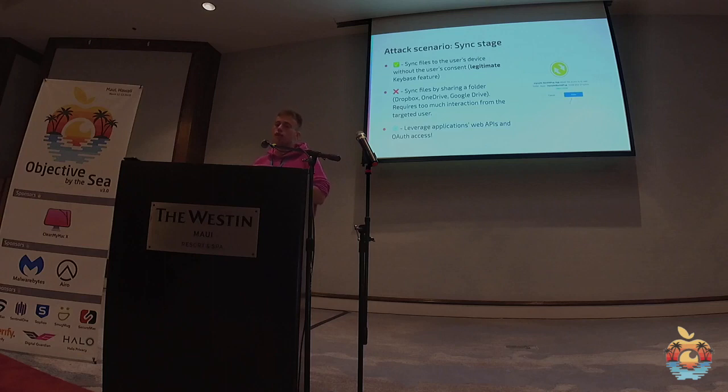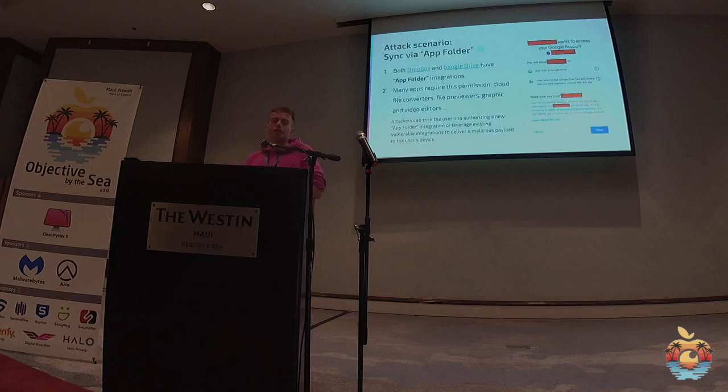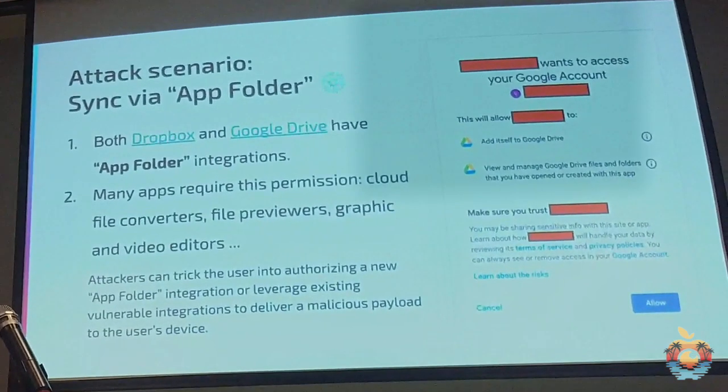And so I decided to come up with the idea of abusing web APIs and app folder permissions, app folder access of most cloud file storage apps. The idea is that both Dropbox and Google Drive have a folder integration. OneDrive also has a folder integration, and many third-party apps require this permission: cloud file converters, file previewers, graphic and video editors, and so on. Actually, attackers can trick the victim into authorizing a new app folder integration or leverage an existing vulnerable integration to deliver a malicious payload to the user's device.